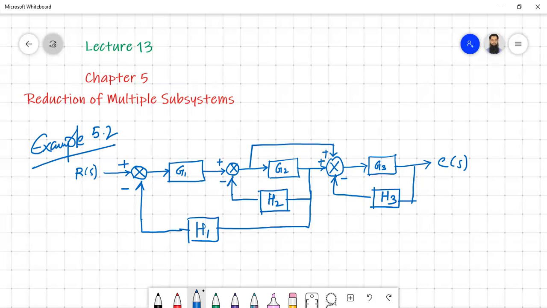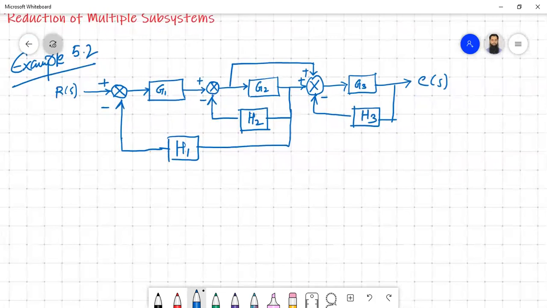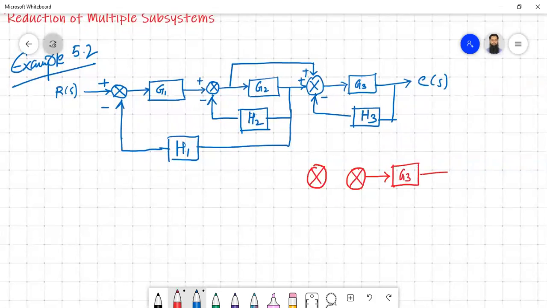Now, first of all, let us look at whether there is any familiar form available or not. One thing is available straight away that you can see. In the last class, we showed that summing junctions can be added together. Similarly, they can be separated as well. So this one can be written as something like this. One summing junction here, then another summing junction here. So you have G3, then you have H3.